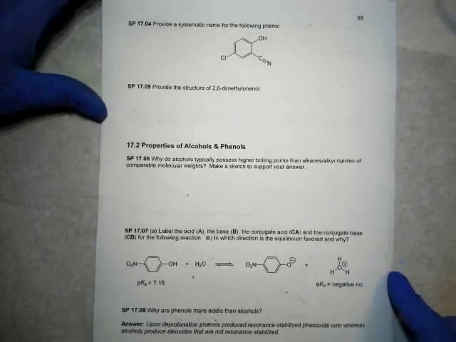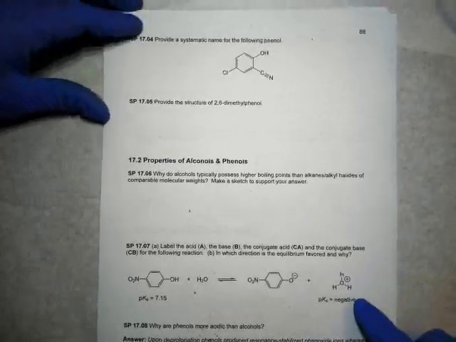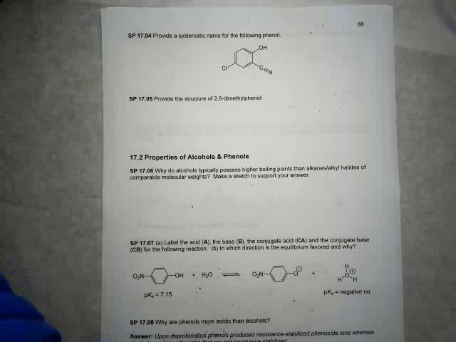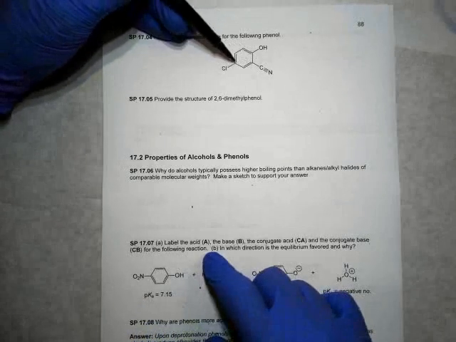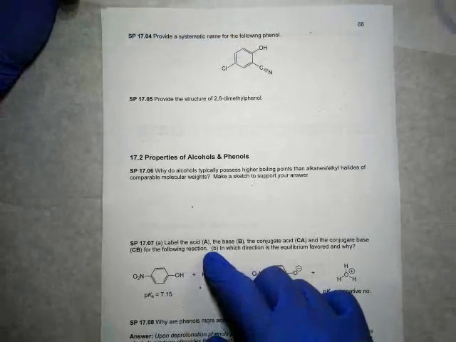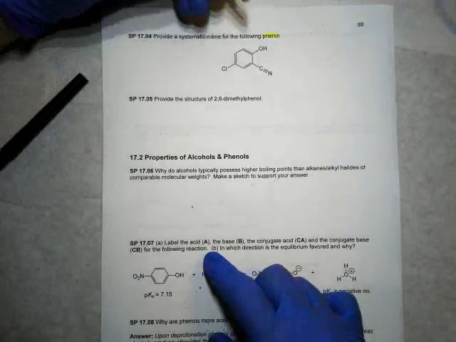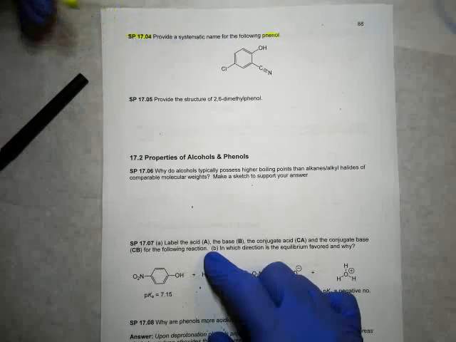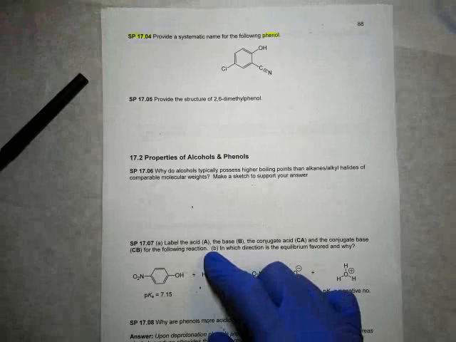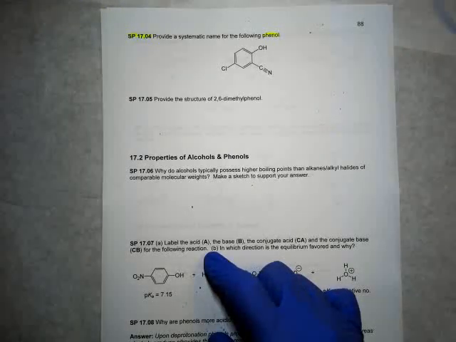If you go to the top of page 88, it asks us to provide a systematic name for the following phenol. Now you should recognize that this is the phenol because, why? Well, we have an aromatic ring with an OH attached. So therefore we have a phenol. No question about it. So it's simply incumbent upon you to recognize the names of the other atoms and or functional groups that are attached to this phenol.